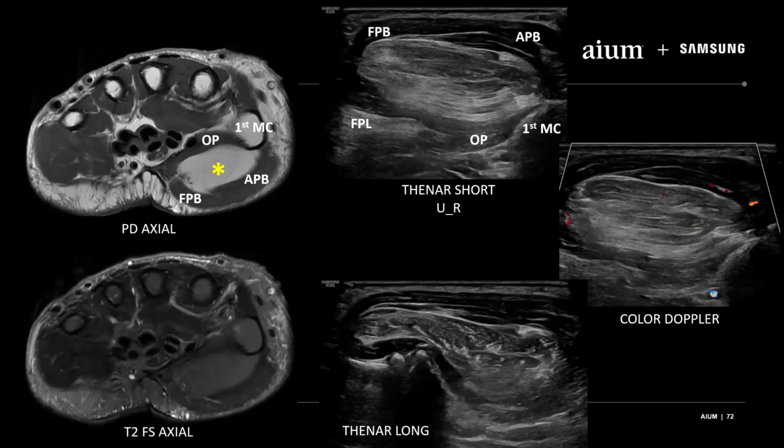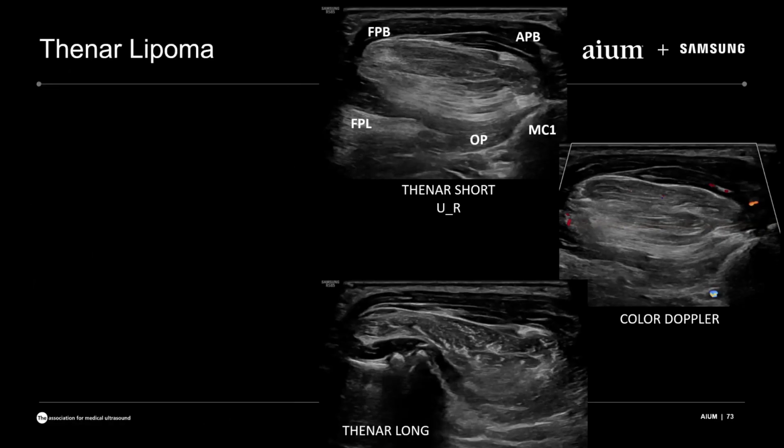Now, if we look at the T2 fat suppressed axial, normally fat will be bright on T2. You can see the subcutaneous fat is all dark, and so is the signal in this lesion. So that tells us that this is a fat-containing mass. And this is a thenar intramuscular lipoma.